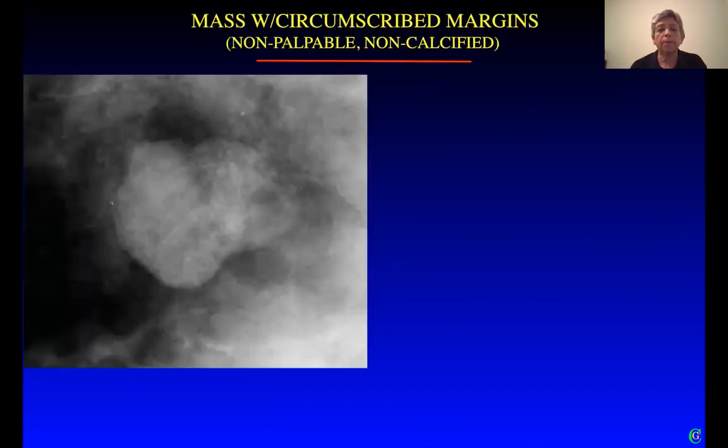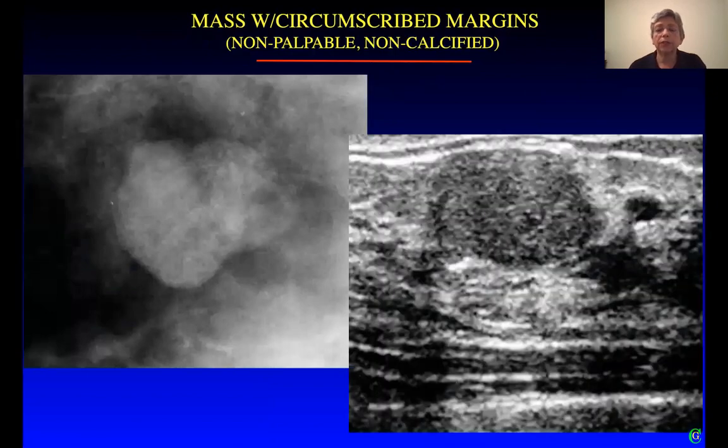So here, for example, you have a mass. It's macrolobulated. It has circumscribed margins. On ultrasound, it's solid. If there are no prior films, if this is the patient's first mammogram, this is a lesion that can safely be followed with a likelihood of malignancy of less than 2%.